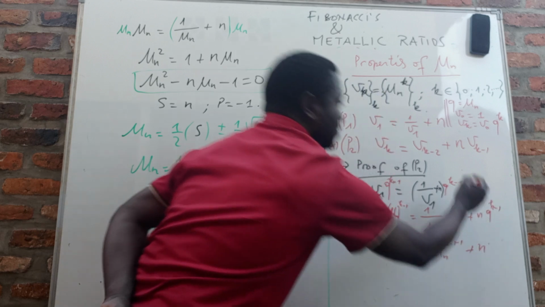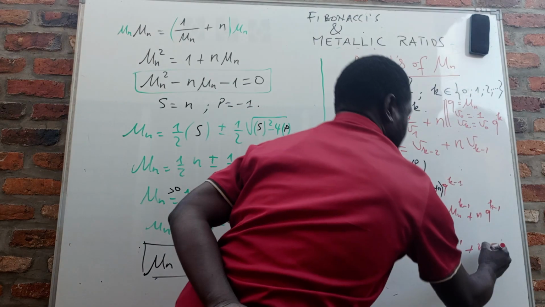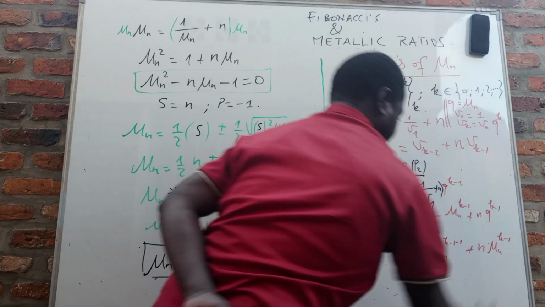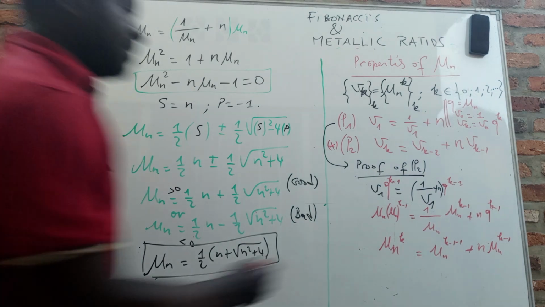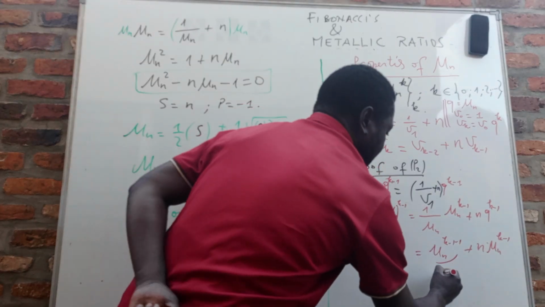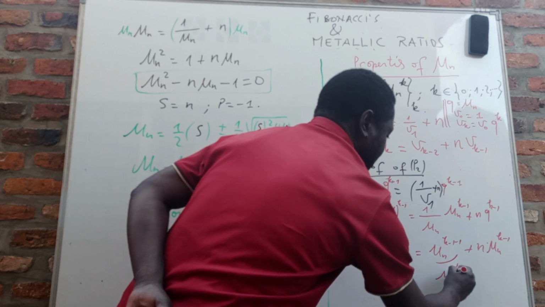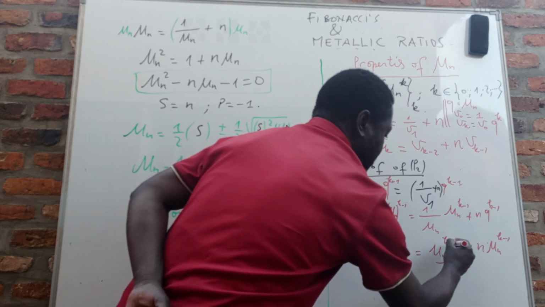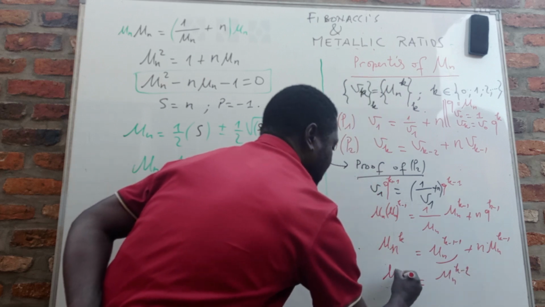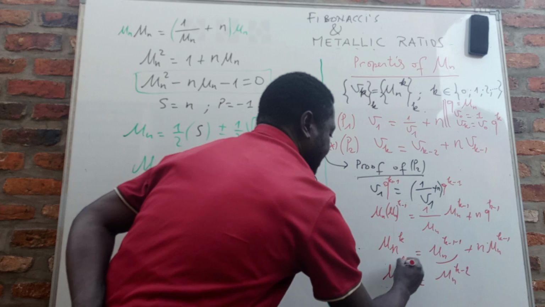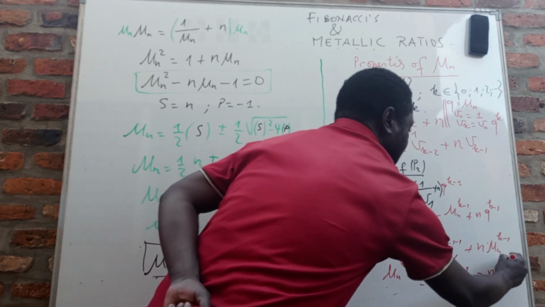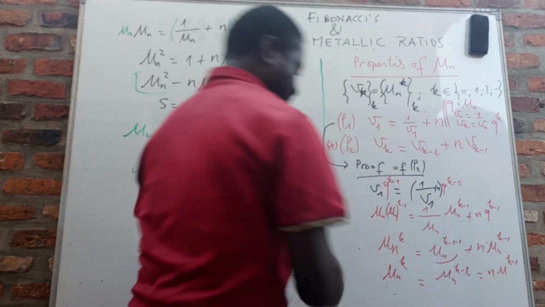So q is equal to mu actually. So mu n power k minus 1. Okay, so now you can see that this one is mu n power k minus 1 minus 2 minus 1 minus 1 minus 2. So this is mu n power k, equal to n times mu power k minus 1.